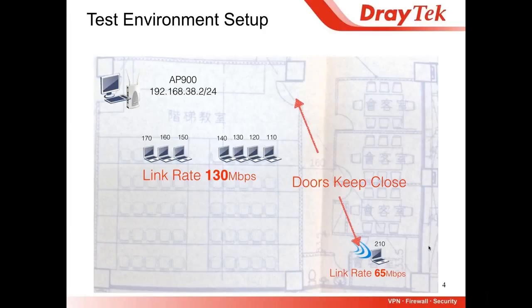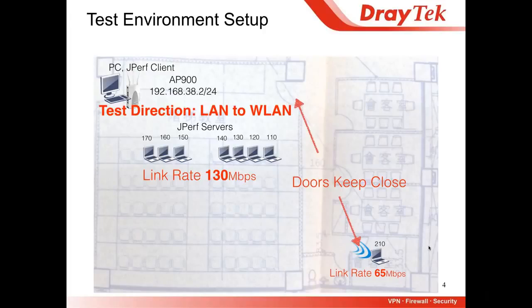Then I put a PC here connected to the Ethernet port on the AP900. It runs JPerf as the client, and all the laptops, they are the JPerf servers. So we test the Wi-Fi performance with the JPerf, and the direction is from LAN to wireless LAN. It's like the download traffic for those stations.